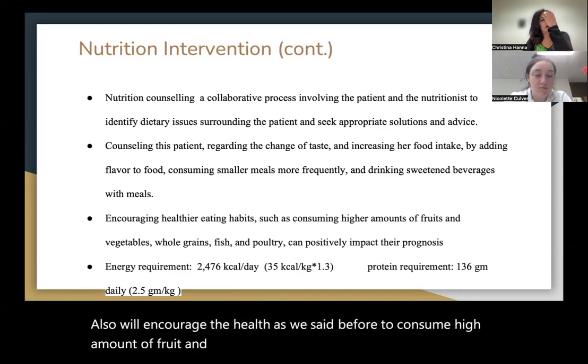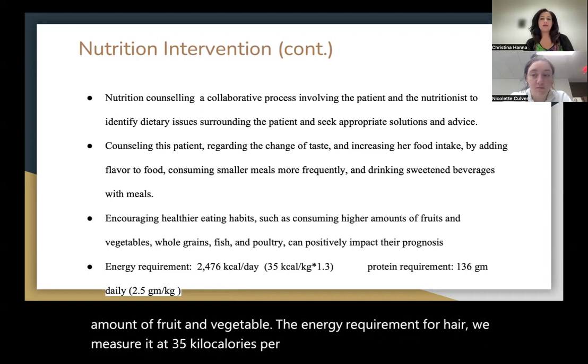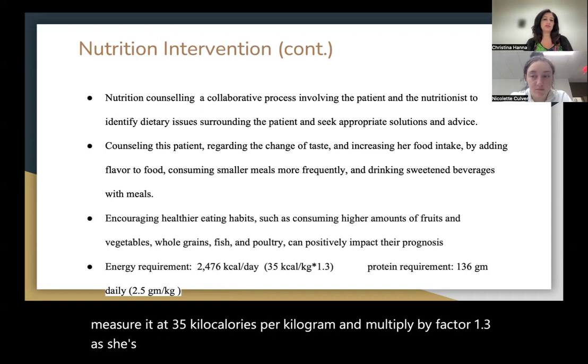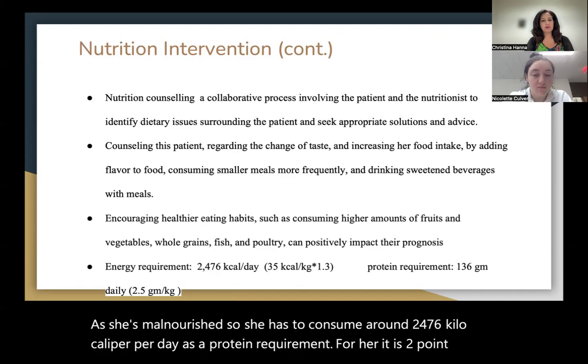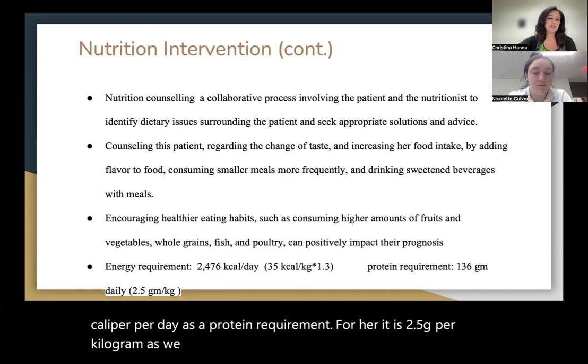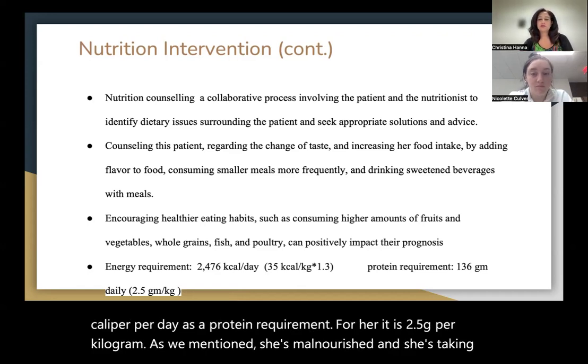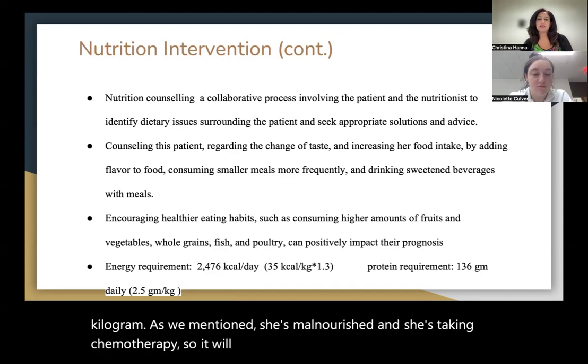The energy requirement for her, we measure it at 35 kilocalories per kilogram and multiply it by a factor of 1.3 as she's malnourished. So she has to consume around 2,476 kilocalories per day. As for her protein requirement, it is 2.5 grams per kilogram. As we mentioned, she's malnourished and she's taking chemotherapy. So it will be 136 grams per day.